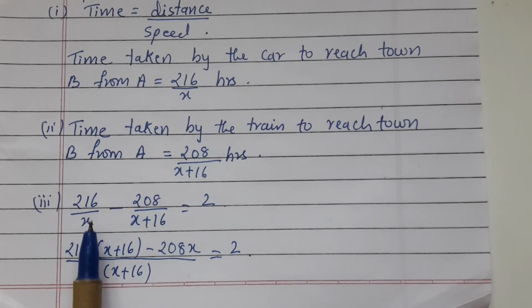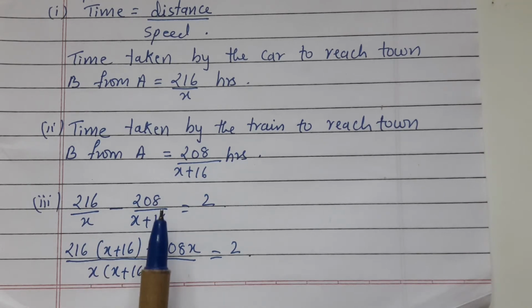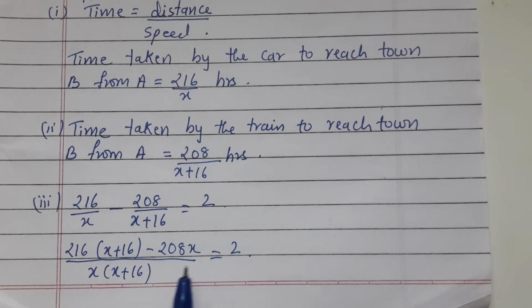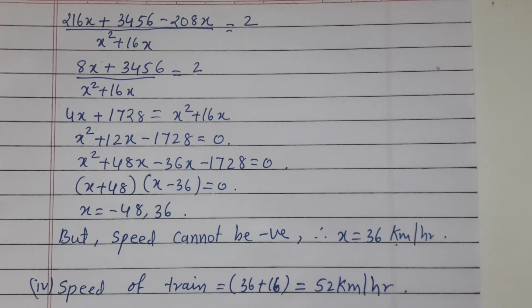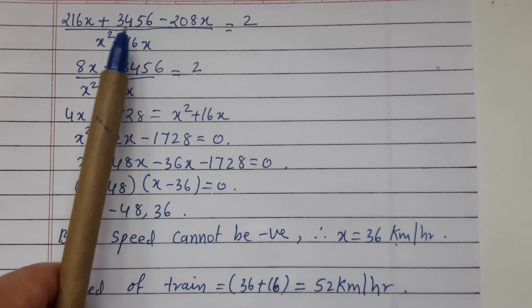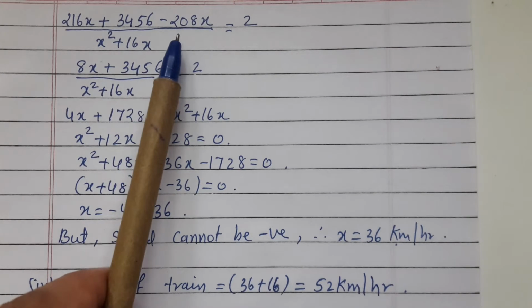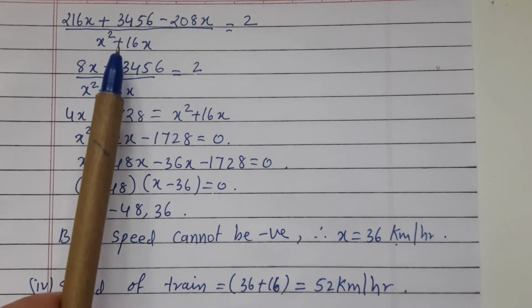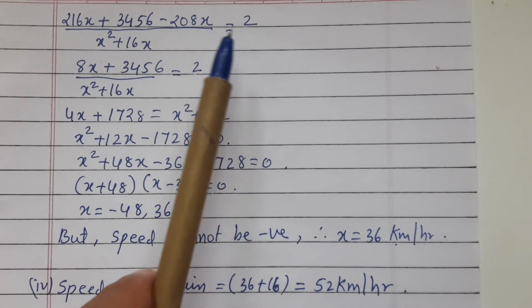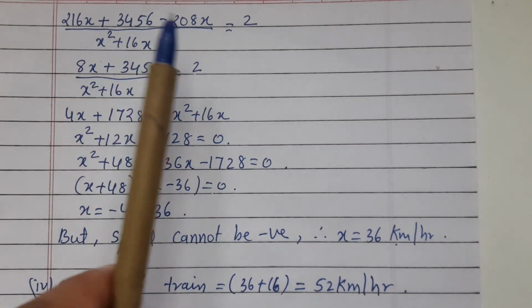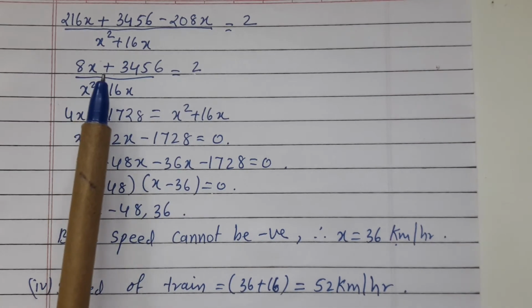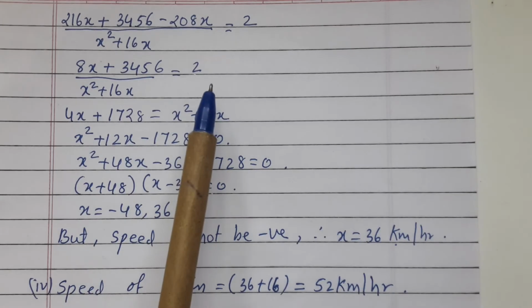Therefore, this term we multiply and divide by x plus 16, and this term we multiply and divide by x. 216 into x plus 16 minus 208x upon x into x plus 16 equals 2. 216x plus 3456 minus 208x upon x square plus 16x equals 2. 216 minus 208 is 8x, plus 3456 upon x square plus 16x equals 2.